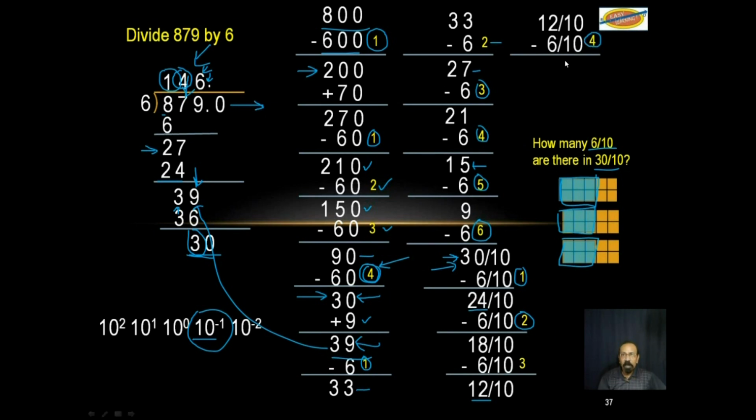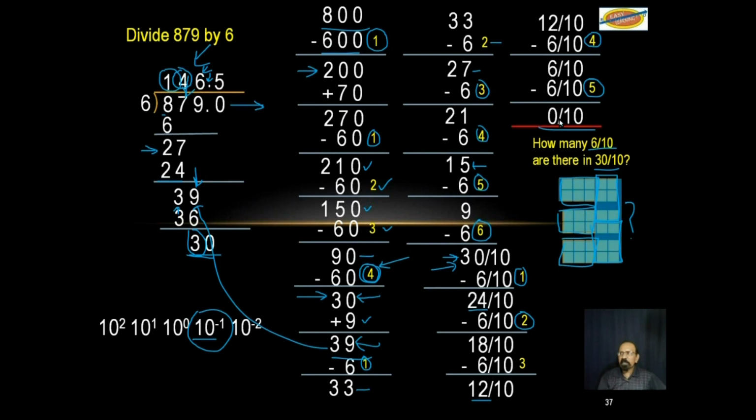So we have a 6/10 here, 6 of those, and we still have 6/10 remaining. So we can subtract another 6/10 from that, 5 times now. So that is this last 6/10 here. That means that we have 0 6/10 remaining.